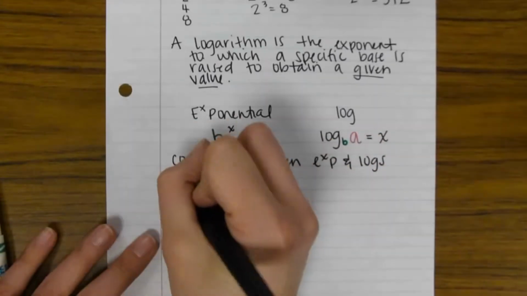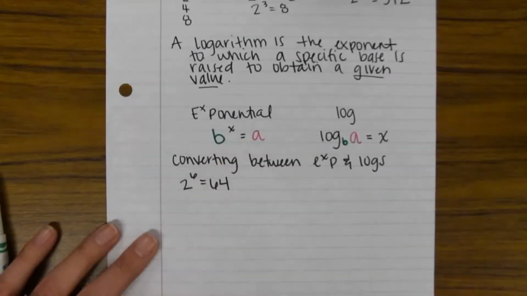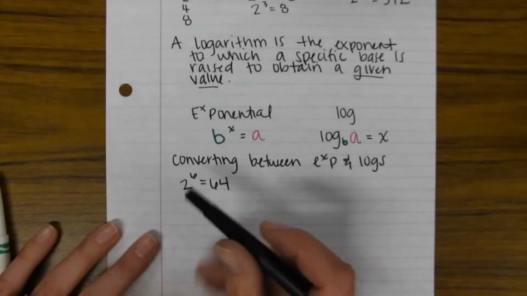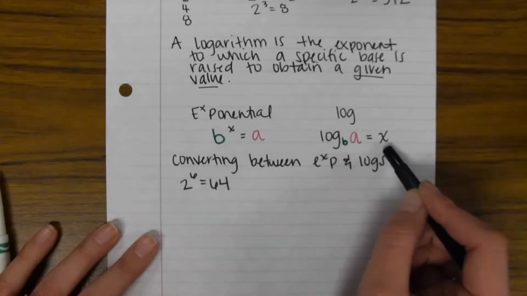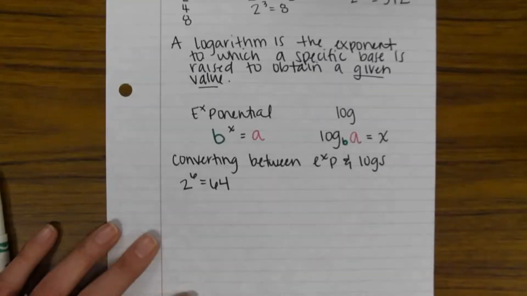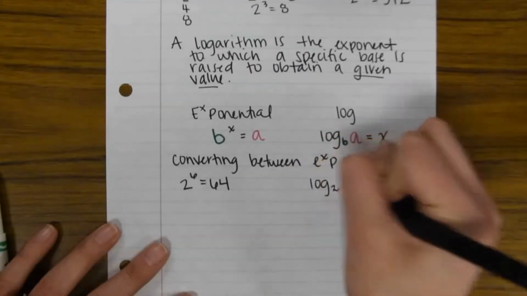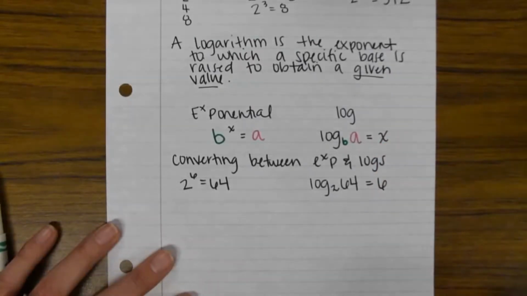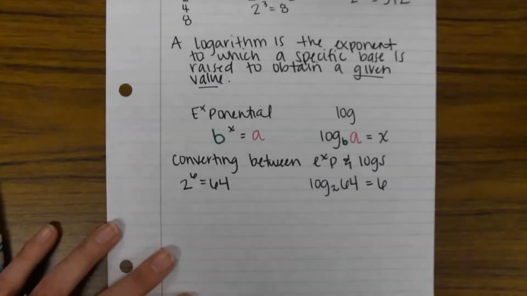Okay. Well, let's say we have 2 to the 6th is 64. Well, that's true. 2 times 2 times 2 times 2 times 2 times 2 is 64. How would I write this as a log? Well, let's match up colors here. Our base is 2, so that should go right here. Our exponent is 6, and so that should go right here. And our value is 64. And so we could write this as log base 2 of 64 equals 6. Yeah, these are equivalent statements. Both of them mean exactly the same thing.